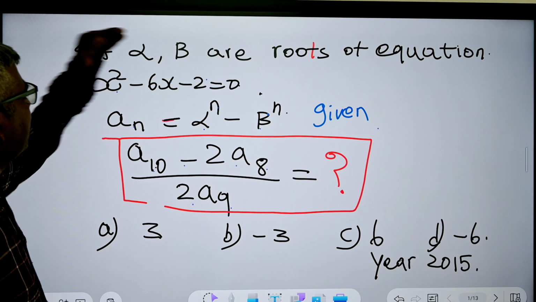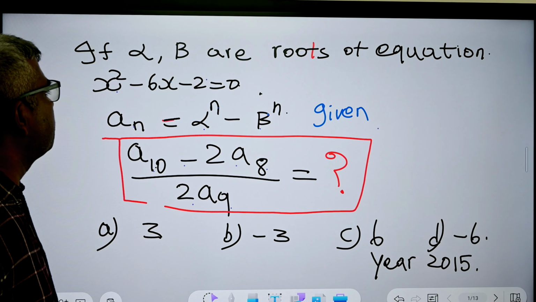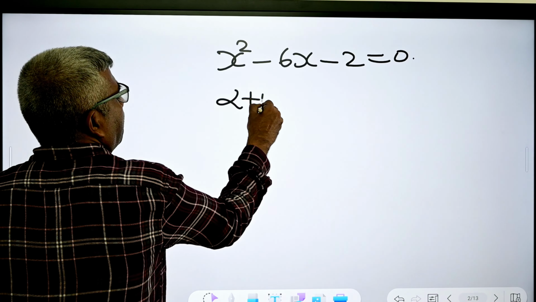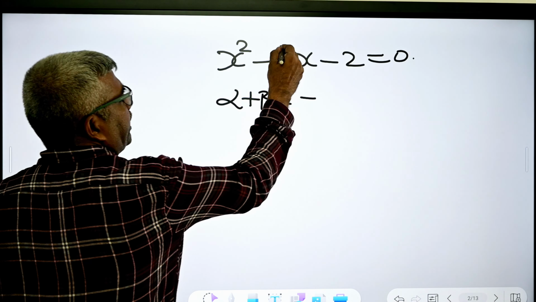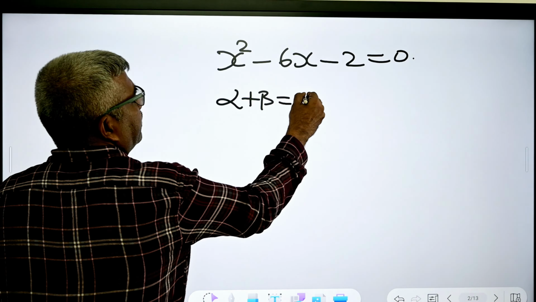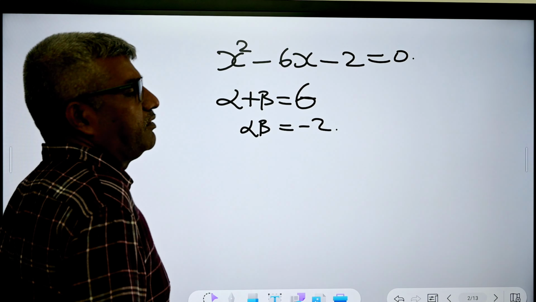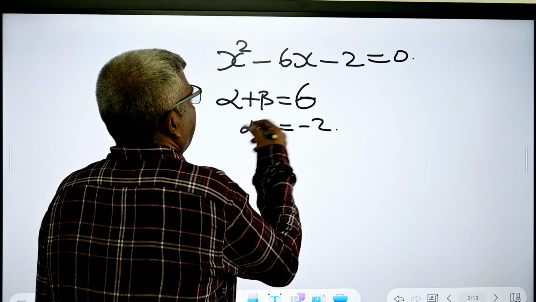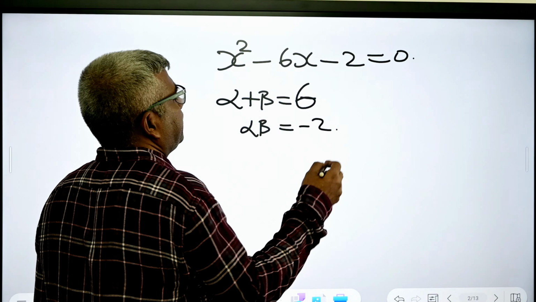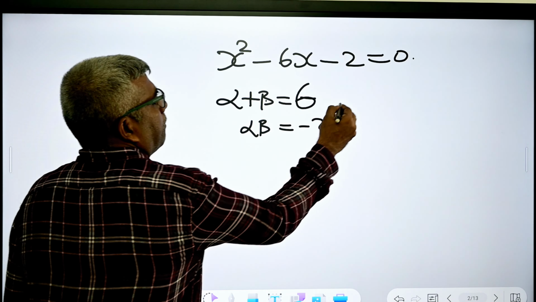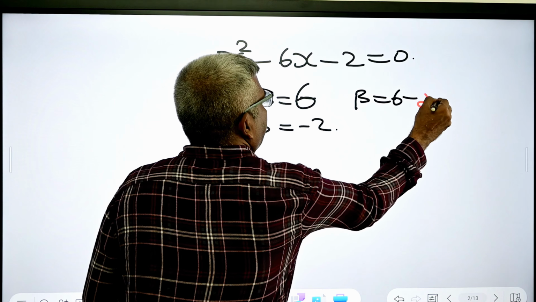First, what we generally do, for x squared minus 6x minus 2 equal to 0, we will find alpha plus beta. Alpha plus beta is minus b by a, which will be 6. Alpha beta is c by a, which is minus 2. We know that. Alpha plus beta equal to minus b by a, alpha beta equal to c by a. Now what is alpha, what is beta? Beta is equal to 6 minus alpha.